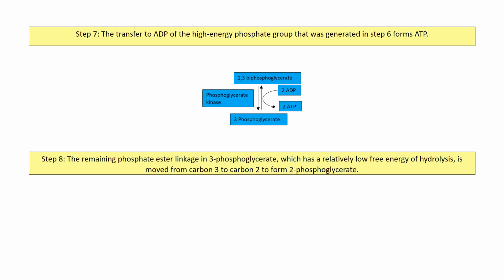In step 8, the remaining phosphate ester linkage in 3-phosphoglycerate, which has a relatively low free energy of hydrolysis, is moved from carbon 3 to carbon 2 to form 2-phosphoglycerate. 3-phosphoglycerate in the presence of enzyme phosphoglyceromutase forms 2-phosphoglycerate.